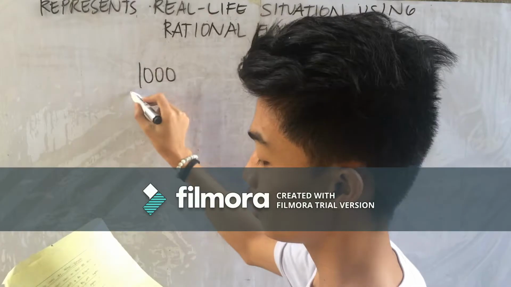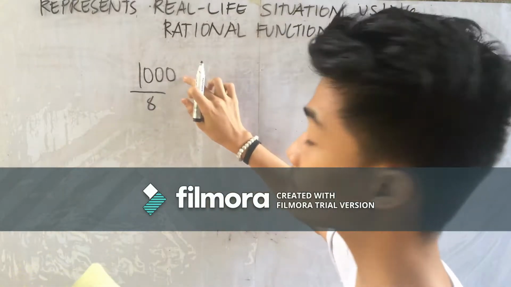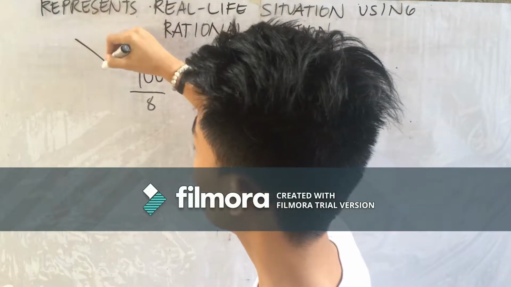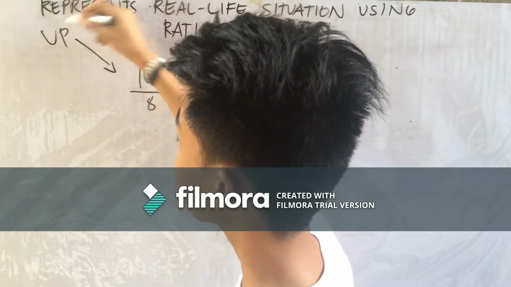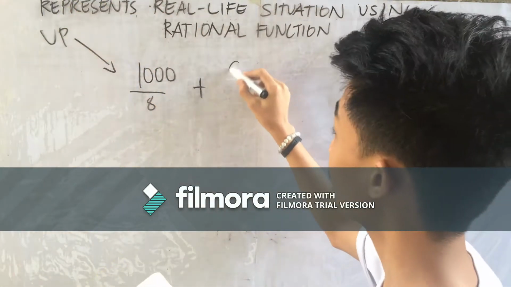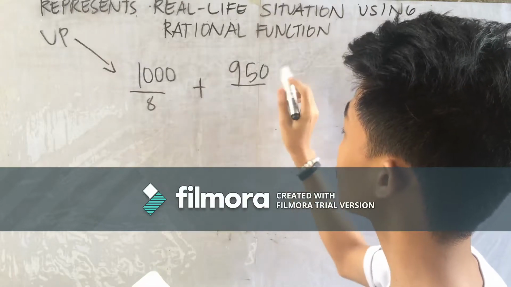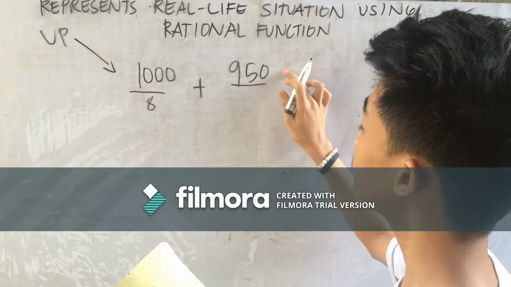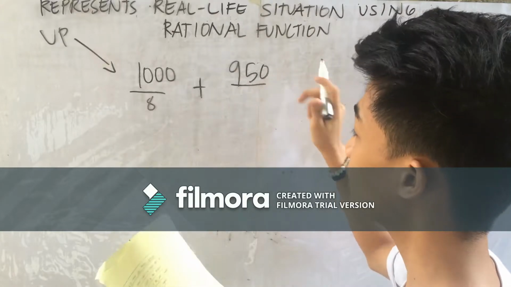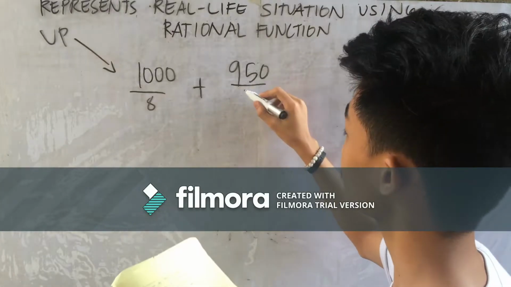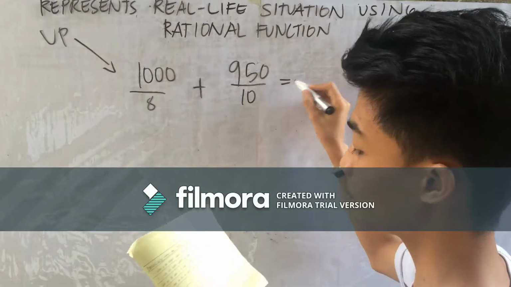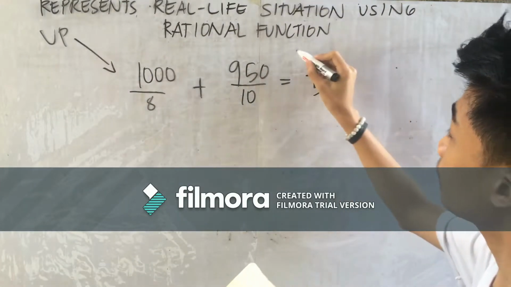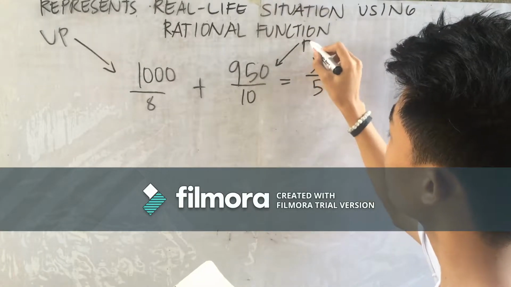1,000 over 8, which is the 1,000 tweets and the 8 minutes. This is UP. Plus, 950 is the amount of tweets PUP can provide over the minutes, 10 minutes, is equal to x over 5. Ito yung sa PUP.